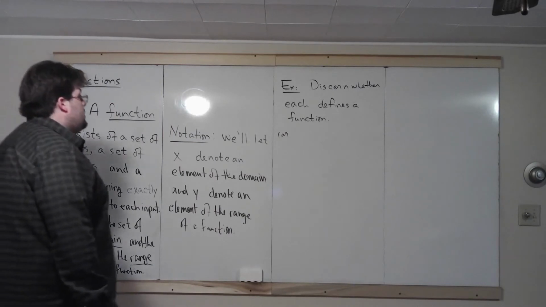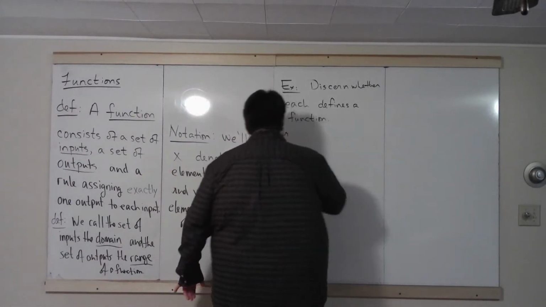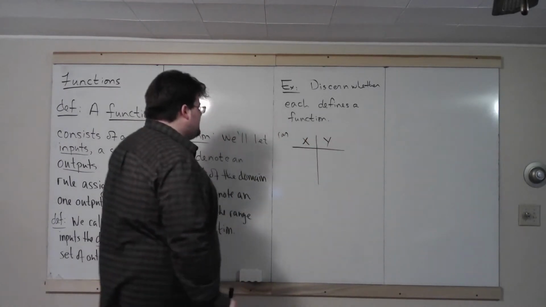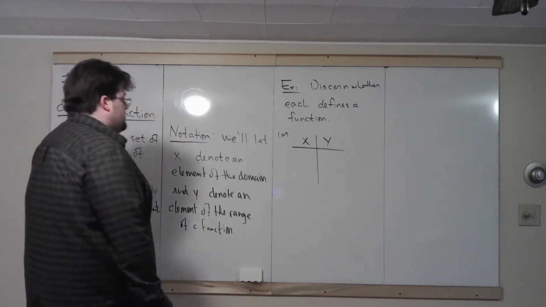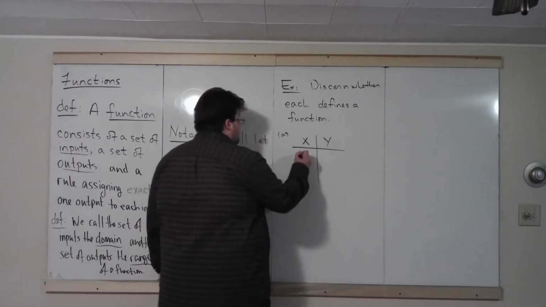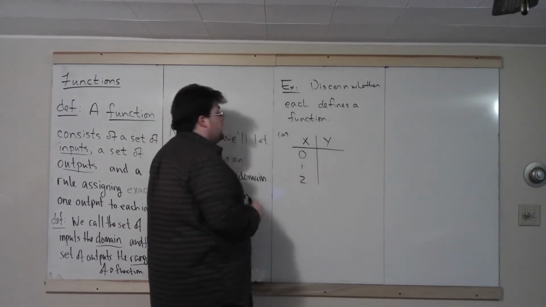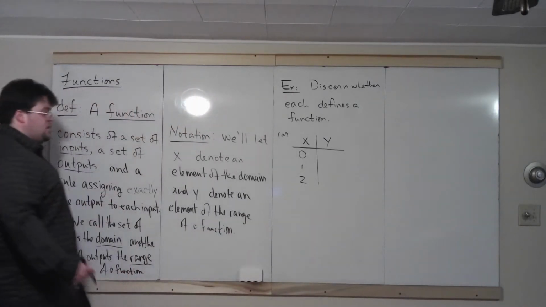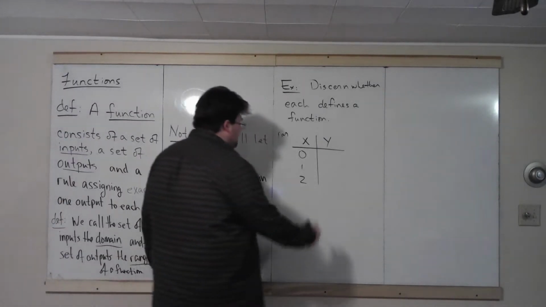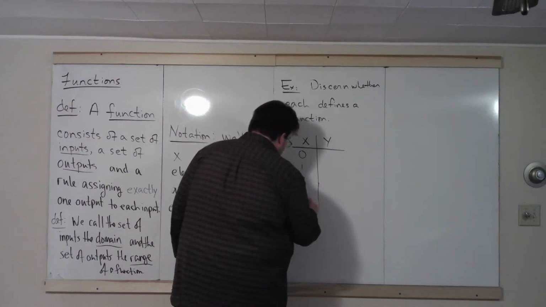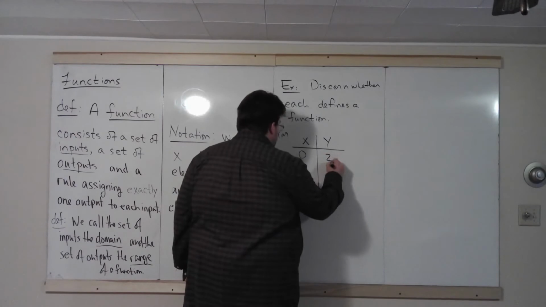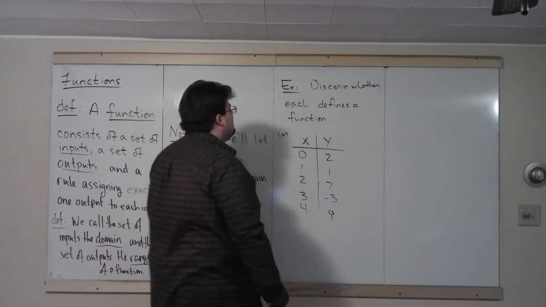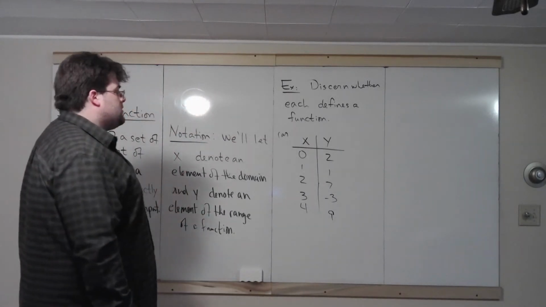Example, discern whether each defines a function. And here we're going to use our standard notation, x's and y's, and I'm going to arrange them in a table. And I am pretty sure this example will be the last time I use this notation. So let's do some numbers. Now, to define a function, you don't have to actually use numbers, but we'll use numbers for all. Let's do 0, 1, 2, 3, 4. Those are some good numbers. How about 2, 1, 7, negative 3, 9. There are going to be three parts for this first example.